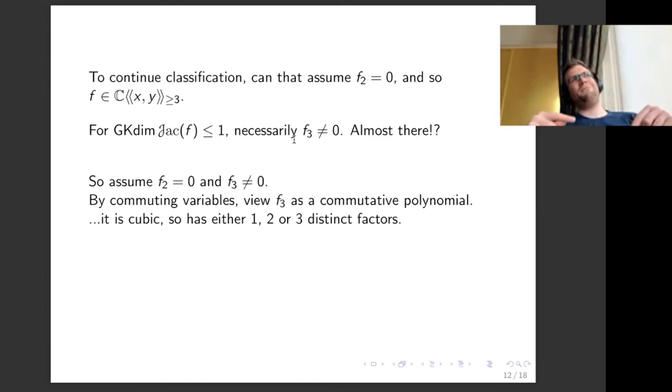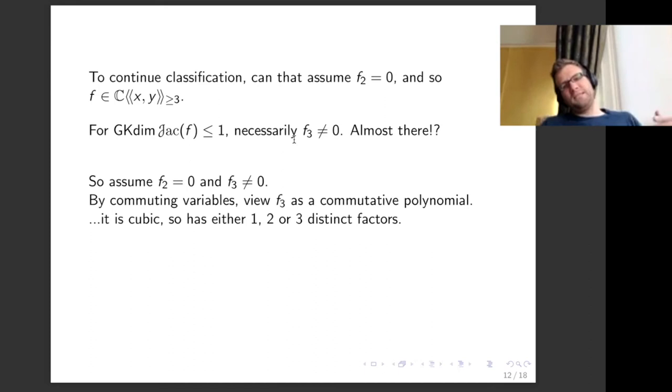I take my cubic term, and it's a non-commutative polynomial in two variables. So I just commute my variables and I get an honest-to-goodness cubic polynomial in two variables. And I can ask how many roots or how many factors this commutative polynomial has. Most of the time you'd expect there to be three distinct roots. Sometimes you get two distinct roots. And if you're extremely unlucky, you'd have one root repeated three times. So this is splitting us into some subcases.